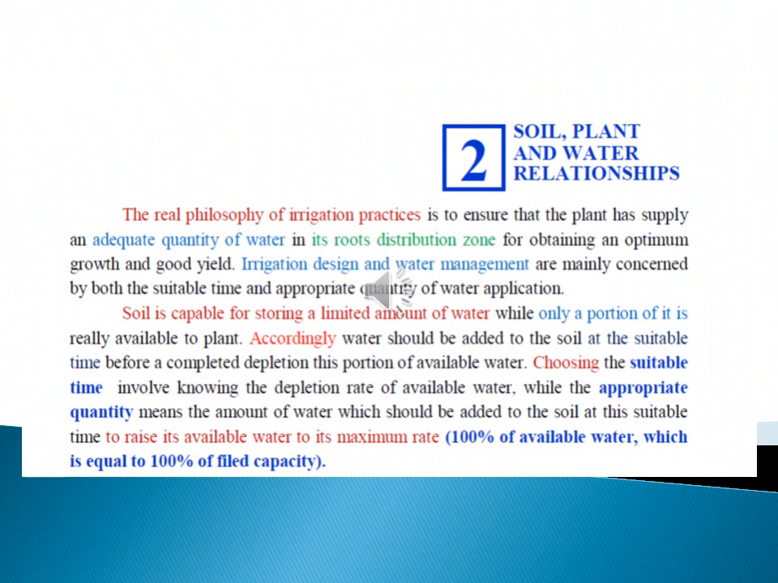Soil, plant, and water relationships is our second subject. The real philosophy of irrigation practice is to ensure that the plant has a supply of an adequate quantity of water in each root distribution zone for obtaining optimum growth and good yield.